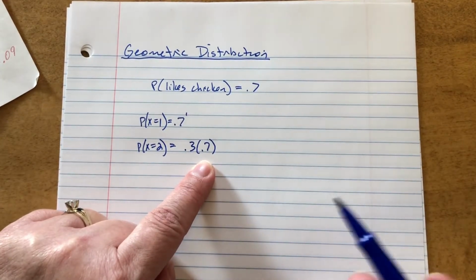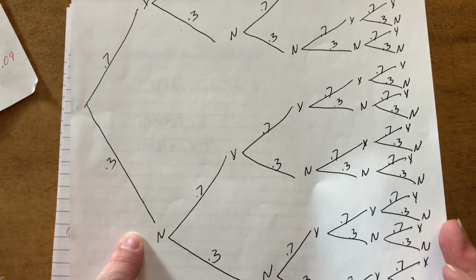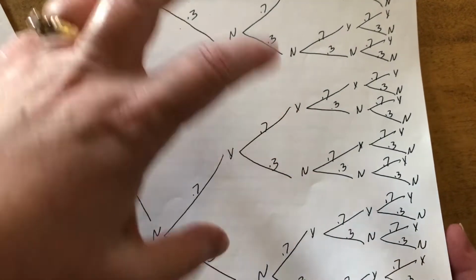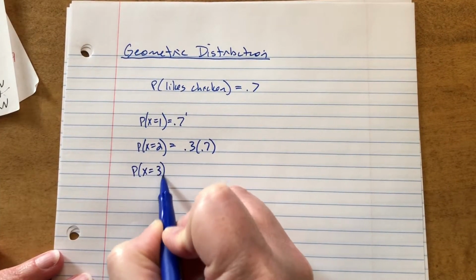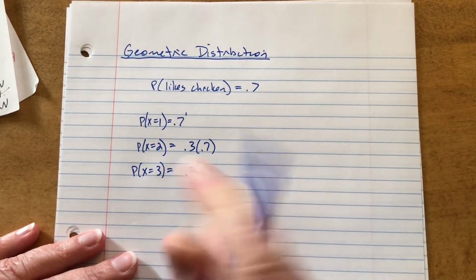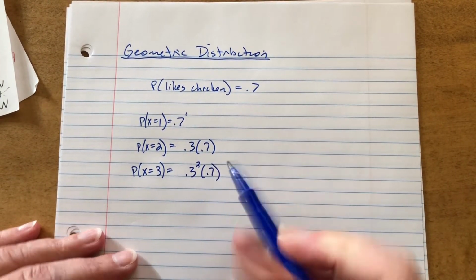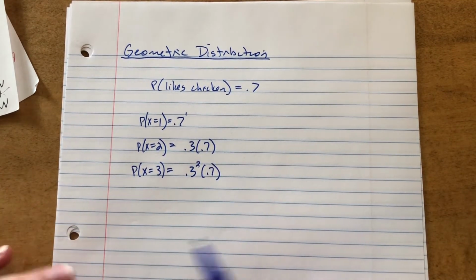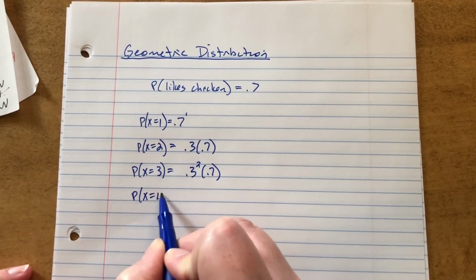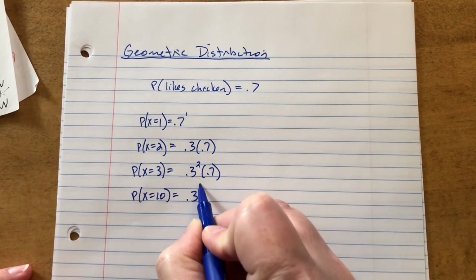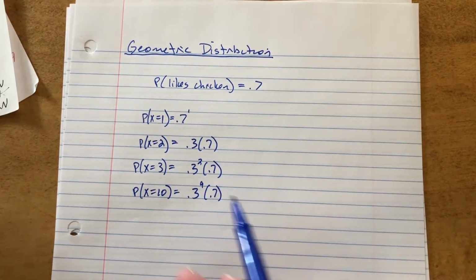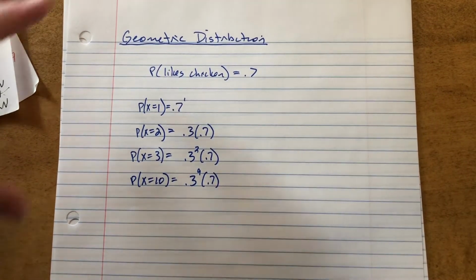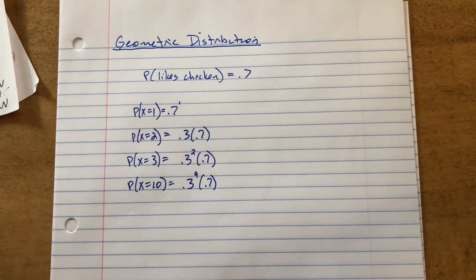And again, you're thinking, well, this is just a tree. And you're absolutely right. Here's the first person not liking chicken, second person liking chicken. But it's just a specific subset of the tree. So if I ask, what's the probability that the third person likes chicken? Of course, the first two people don't like chicken, and then the third one does. And I can keep going. I can ask, what's the probability that the 10th person likes chicken, which means the first 9 people didn't, and the 10th person liked chicken. So I can do all these probabilities. This is very straightforward. It's just an independent tree, and it's just a single branch.